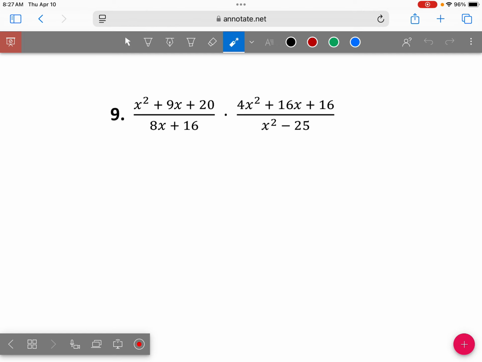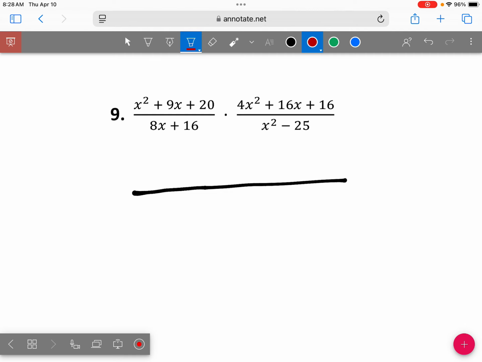So first of all, do I need to flip this fraction? Do I flip it or leave it alone? Leave it alone, because this is multiplication. But everything has to be factored, which is why I think this one is a little harder. So I'm going to make a long fraction bar.